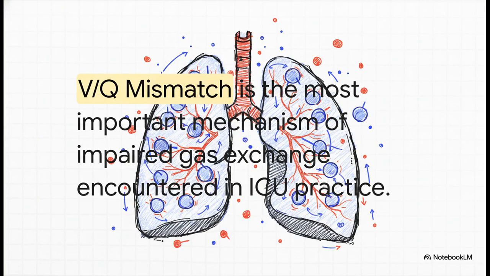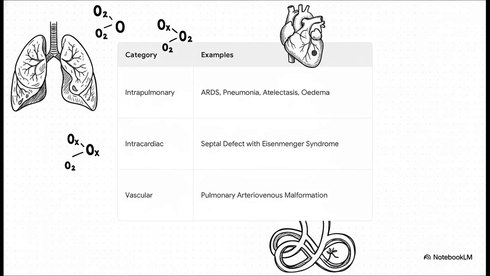And here it is. VQ mismatch is, without a doubt, the most important mechanism of impaired gas exchange we see. The truth is, in the real world, diseases like ARDS or pneumonia don't create these perfect pure shunts or pure dead spaces. What they actually create is a whole spectrum of VQ ratios all over the lungs, a phenomenon we call VQ scatter. It's messy. So where do we see this low VQ, this shunt physiology, really dominating?